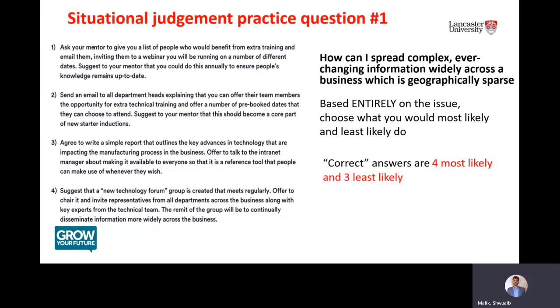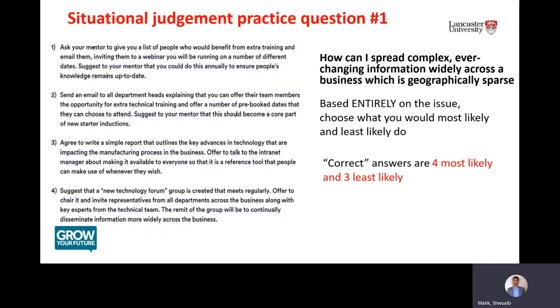And one of your objectives, and the final line states, the remit of the group will be to continually disseminate information widely across the business. Again, showing that you're trying to solve the issue at hand, which is that you need to find a way to spread this information widely. And again, this is one of the key objectives of point 4. So 4 is a brilliant answer, helps to solve the issue at hand.